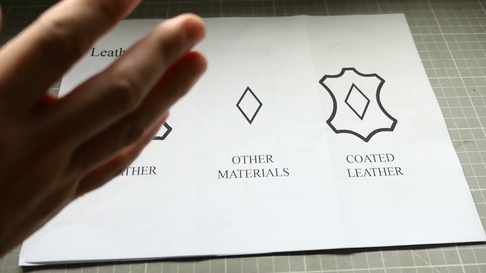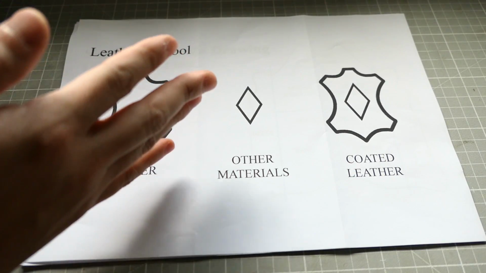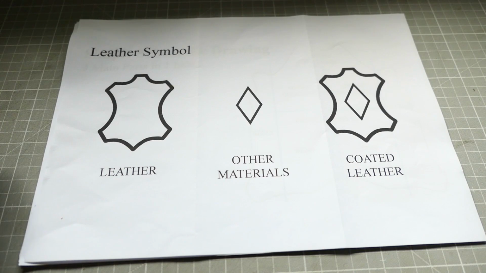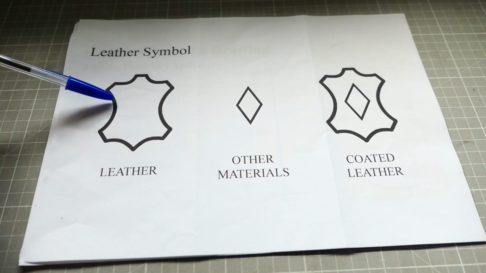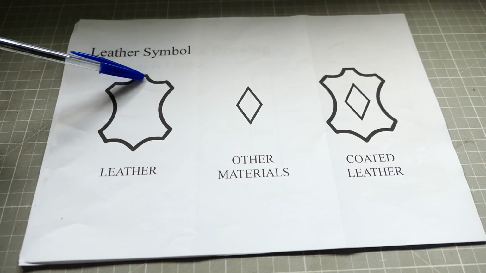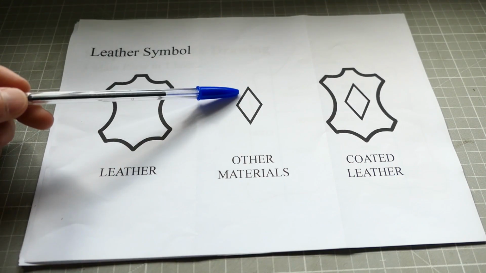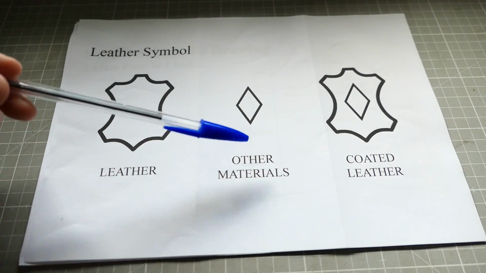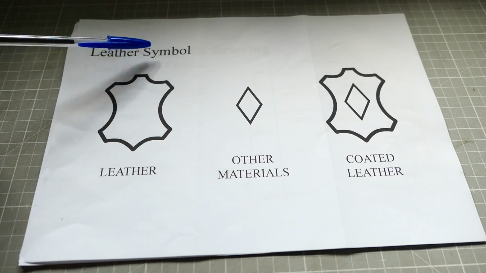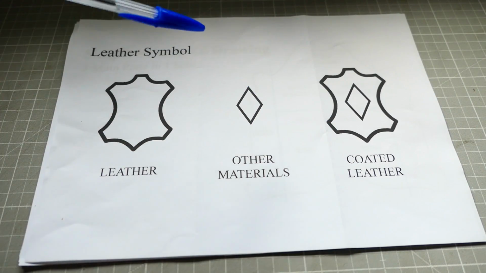So let's talk about leather symbols. We have 3 symbols. Basically, we have more, of course, but I just brought out 3. So this is the typical leather symbol. If you have shoes or a jacket and you see this kind of mark on the label, it means leather. If you have a diamond, it means other material, and there are different variations of the diamond as well. And this one is other material. And if you have synthetic or other materials on top of your leather, which is coated leather, it looks like this. So it's quite straightforward, right?